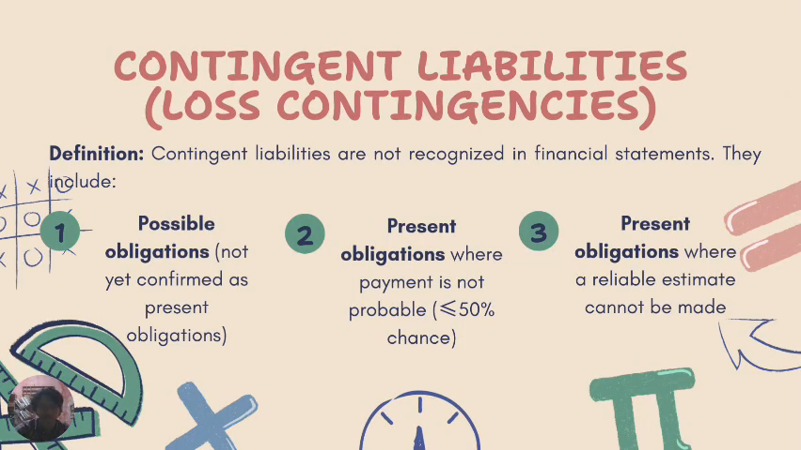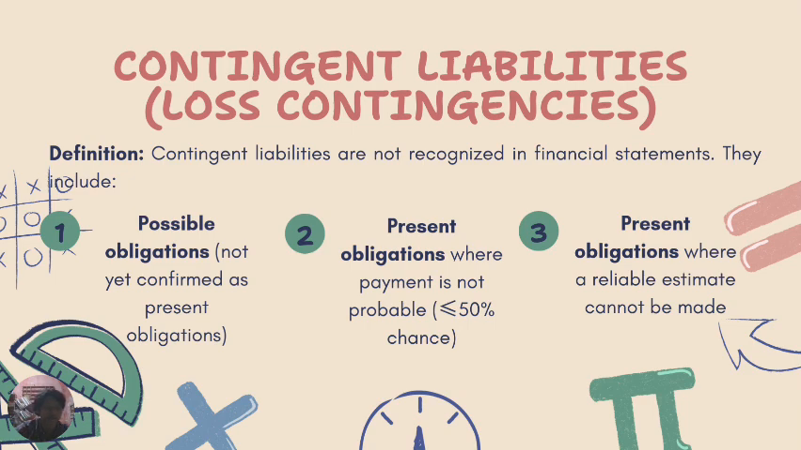First, we take a look at loss contingency. Loss contingency liabilities are potential obligations that are not yet certain. According to IFRS, contingent liabilities are not recognized in a financial statement, but they fall into three categories.